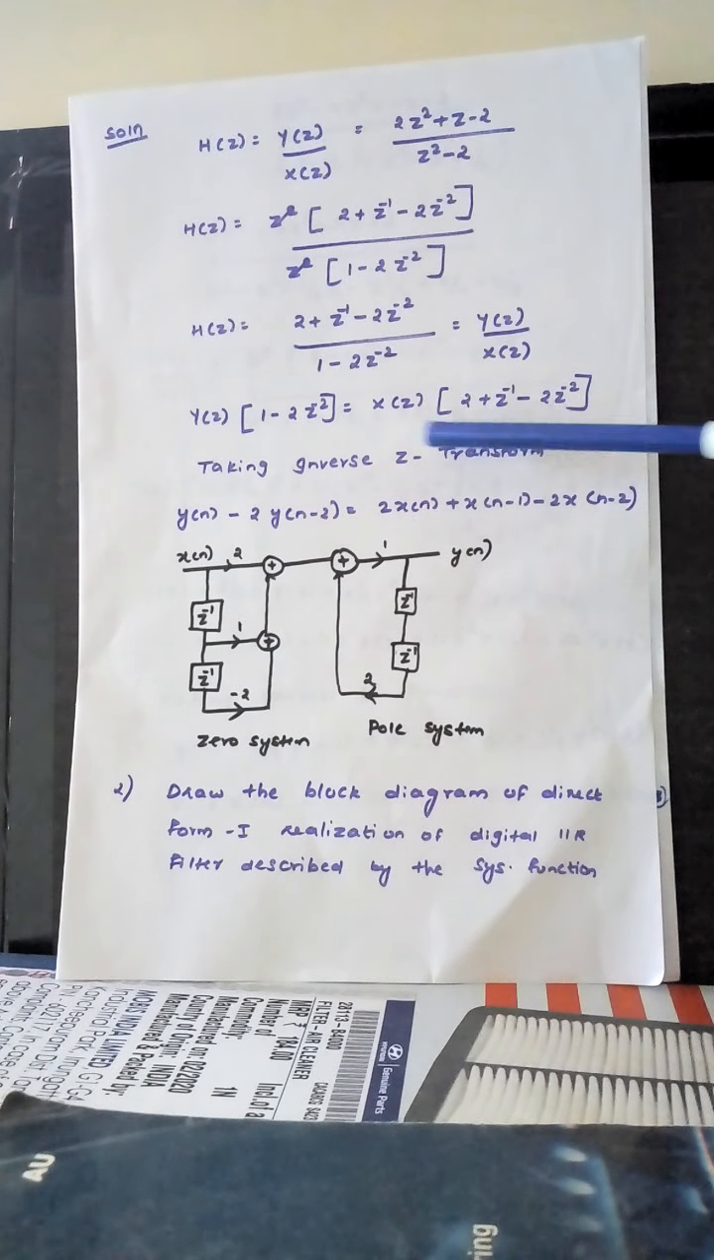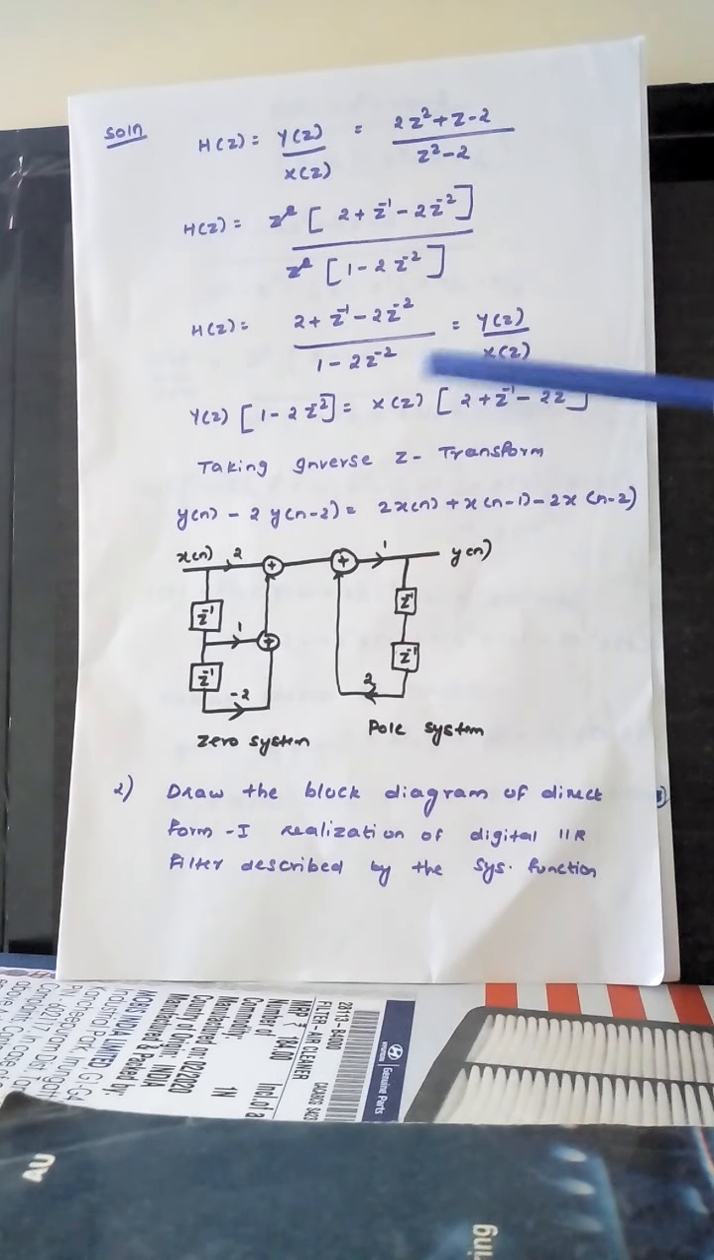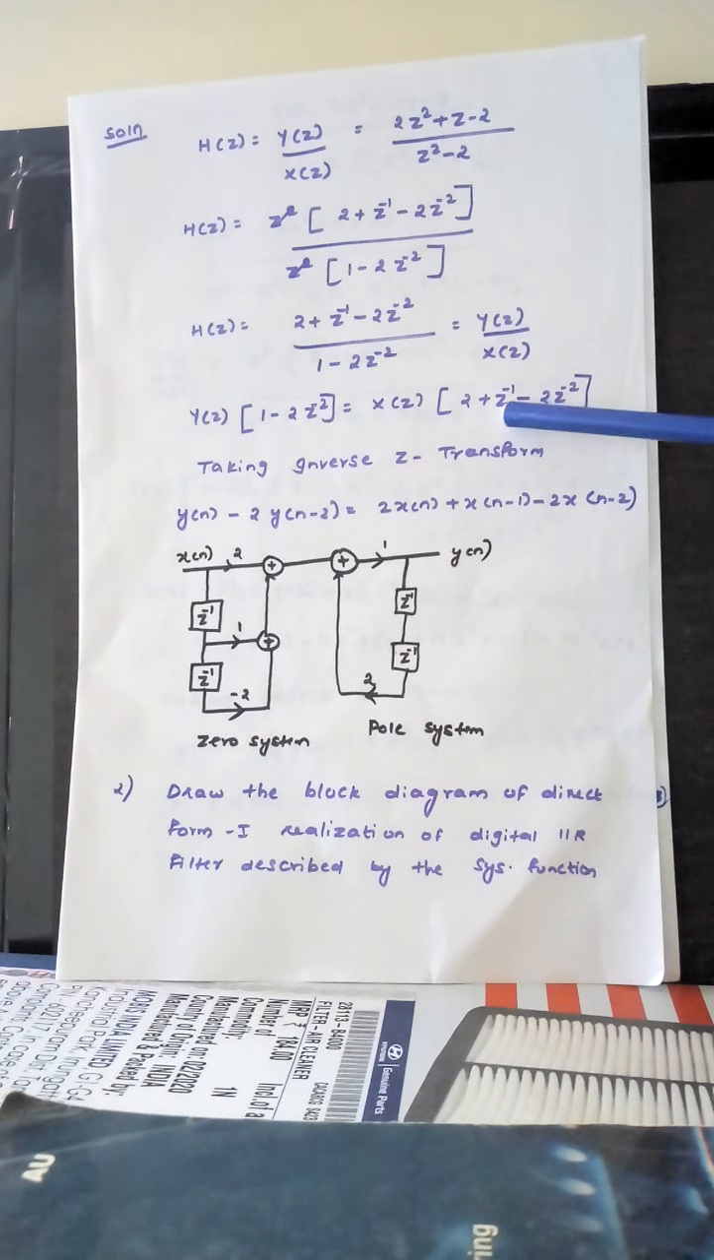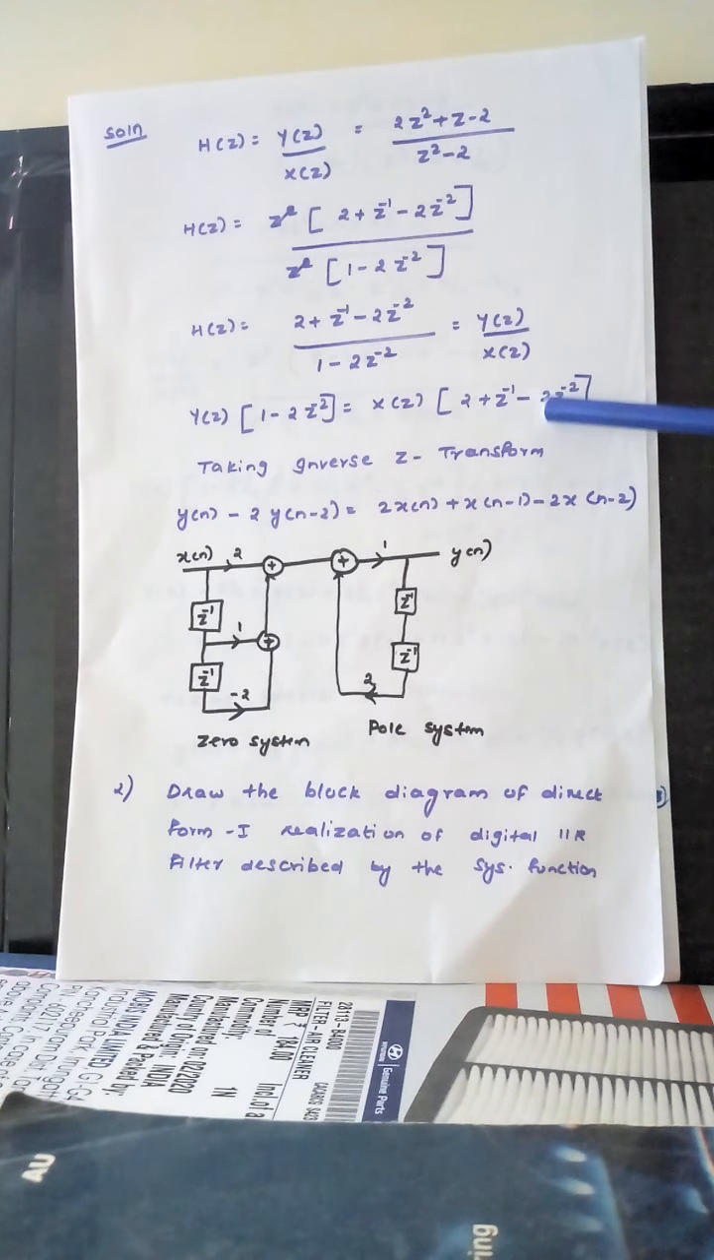On the right side, the first term becomes 2 into x of z. Taking the inverse z transform, it becomes 2 into x of n. The second term, z to the power of minus 1 into x of z, I can write as x of n minus 1. The third term is minus 2 into z to the power of minus 2 into x of z. The minus 2 comes as it is, and z to the power of minus 2 into x of z we can write as x of n minus 2.